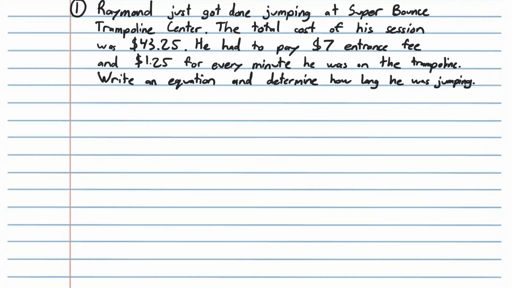Okay, now if you have colors, great. If you don't, you can still circle things. Okay, so first sentence, he's jumping at Super Bounce Trampoline Center. Not very important. It gives us context to the question, but doesn't really help with any of the math. Okay, the next sentence. The total cost of his session was $43.25. That's probably some key information in there. And also look out for keywords, like when they use words like total or sum or difference. Those are all mathematical terms that may give you some clues. Okay. Next sentence. He had to pay $7 entrance fee, so that's probably important.